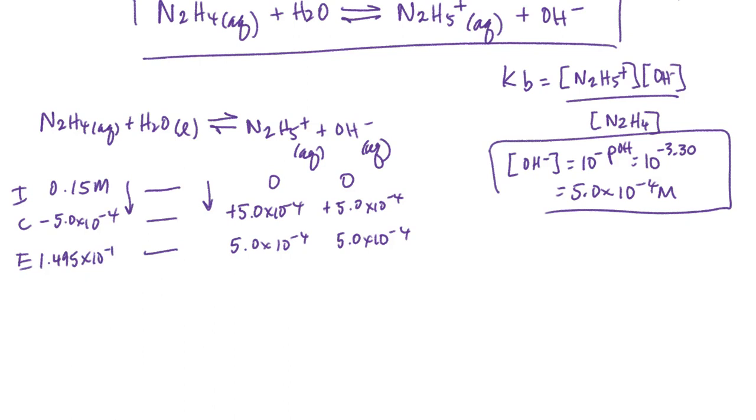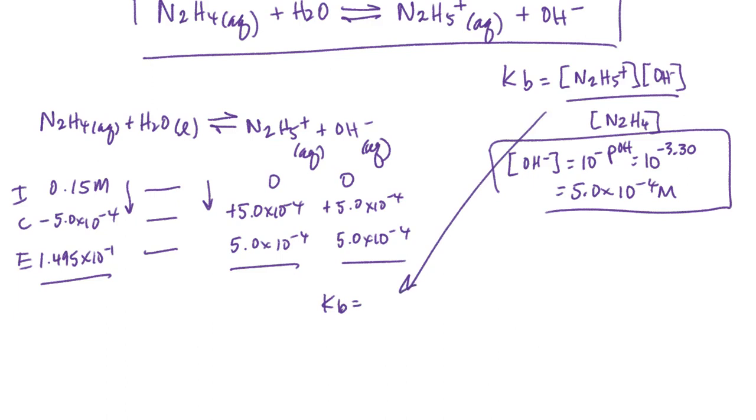Now I have all of my equilibrium concentrations that I would need, and so plugging that in to my equation for the base dissociation constant, that would be 5 times 10 to the negative fourth times 5 times 10 to the negative fourth, and we're going to divide by 1.495 times 10 to the negative first.